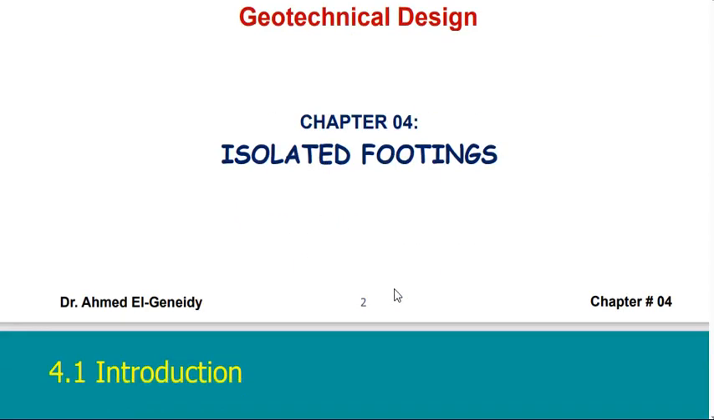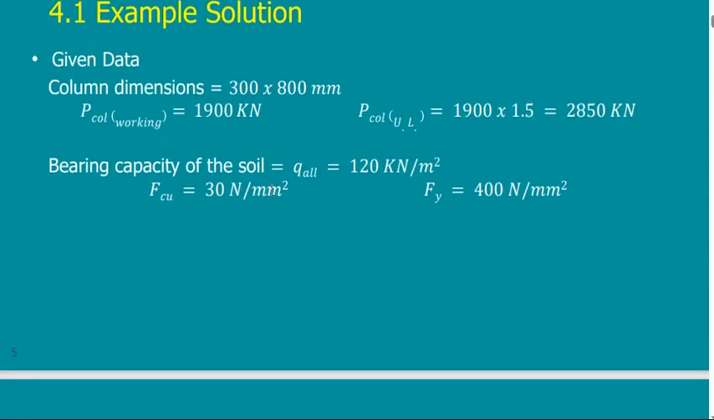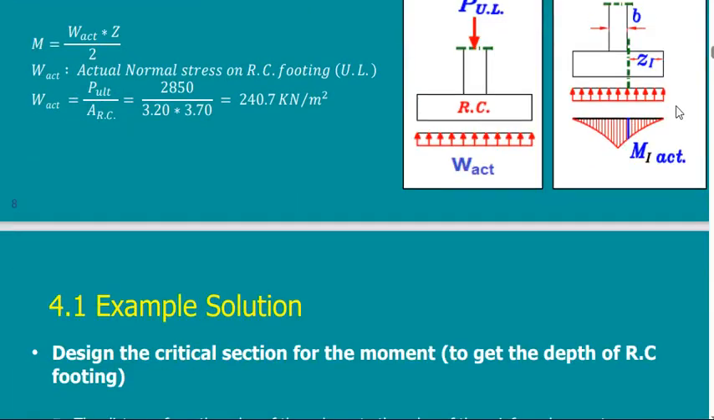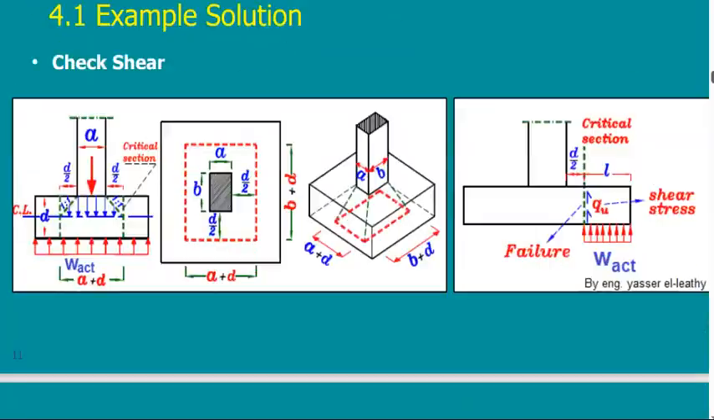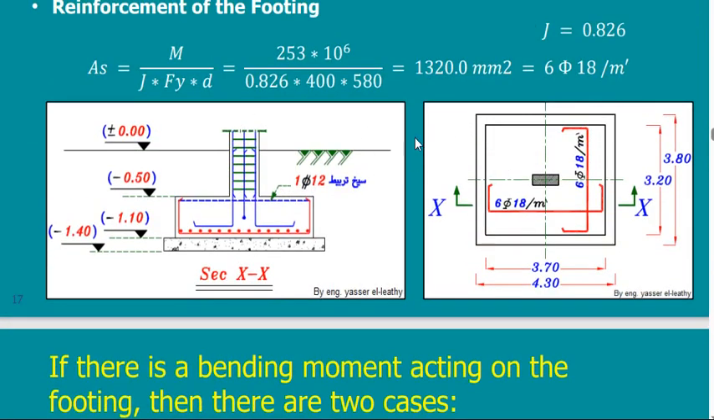Now, design of the isolated footing, we've said this is just the example. This is a solved example. So I will just pass it very quickly to go to what I need, which is here. By the way, when I say here 6 phi 18 per meter, it means that 1 meter includes 6 bars. But if I want to know the total number of bars, then I have to multiply this 6 by this width to get the total number of bars.